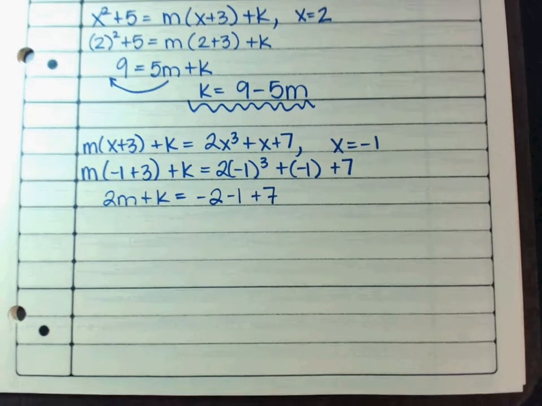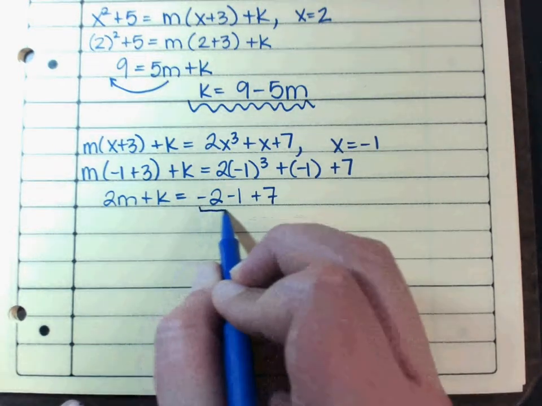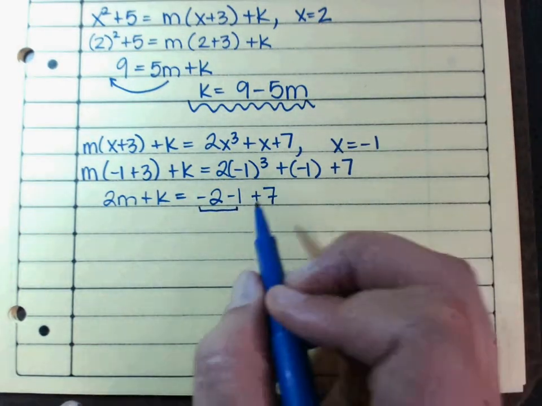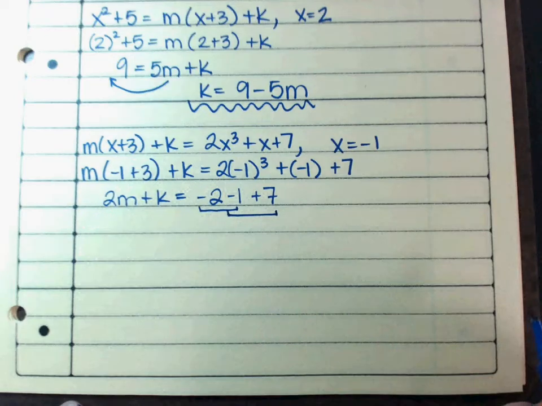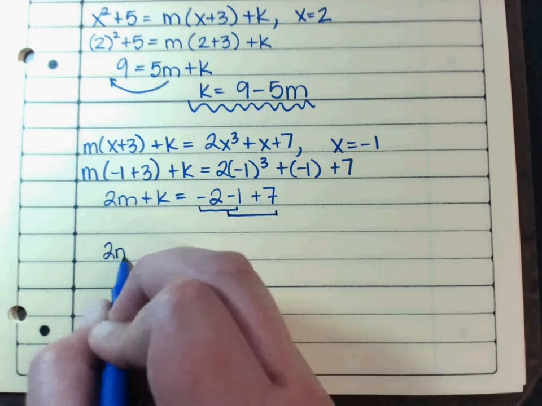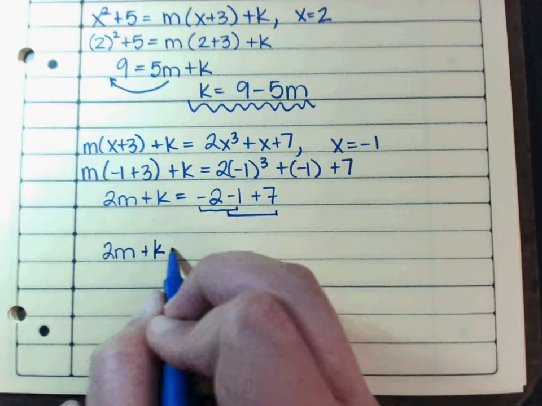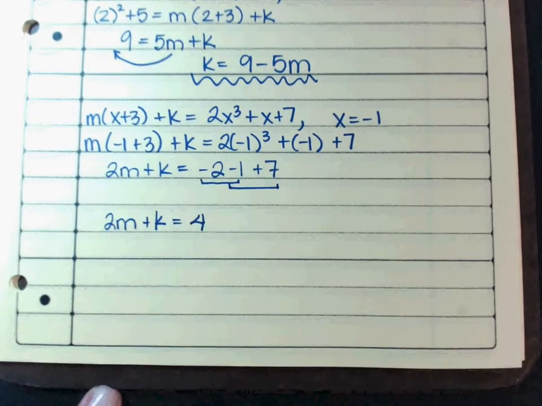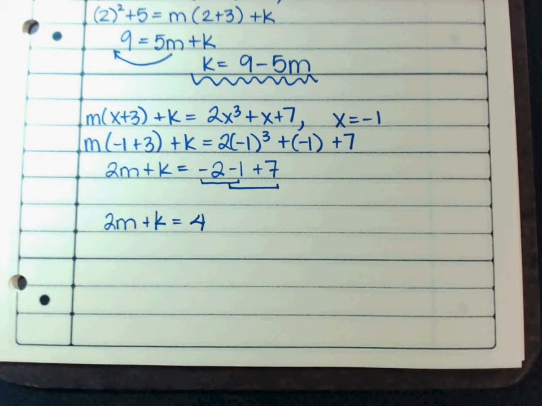Okay, we're going to combine left to right. What is -1 minus 1 more? -3, then plus 7, 4. So I have 2m plus k equals 4. What do we do now? Yes, your substitution. Okay, go ahead and do that substitution. You should get a fraction.